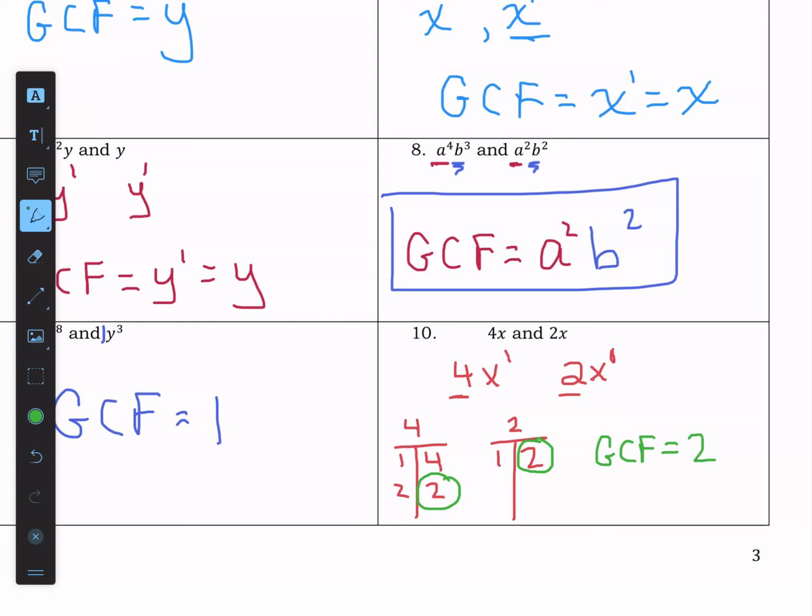Okay? Now, we need to focus on the x's. Now you've got x to the first and x to the first. They have the same exact exponent. So then you just tack on x to the first, or you can just write it as x. So you can write the GCF as 2x to the first or as 2x.